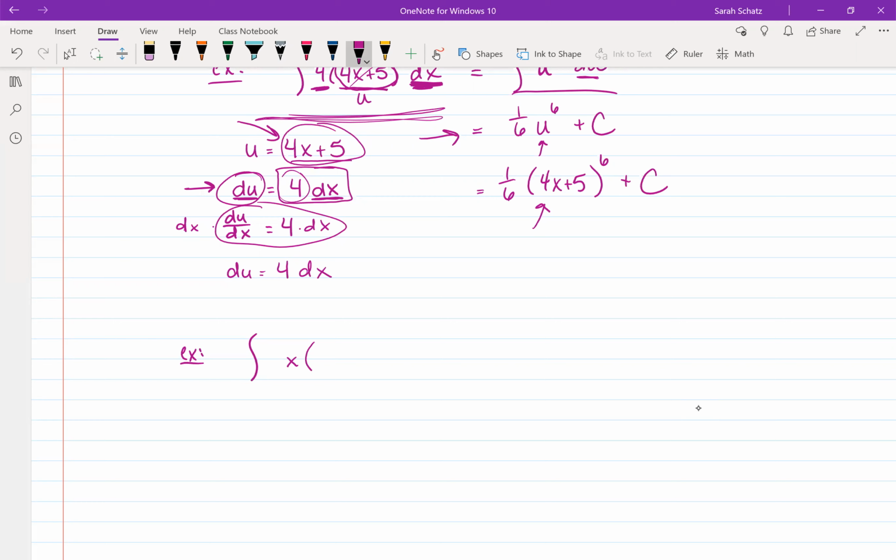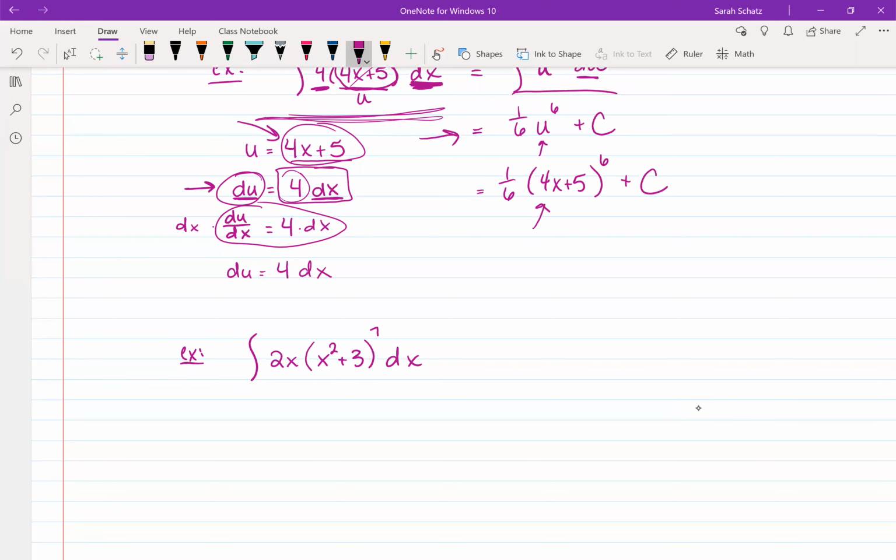Sorry, I'm going to make it a 2x. I think I'm getting a little ahead of myself. I need this to be as simple as the one above. So what if I have a 2x out here? In here, I have x squared plus 3 to the 7th dx. And that's what I want to take the antiderivative of.